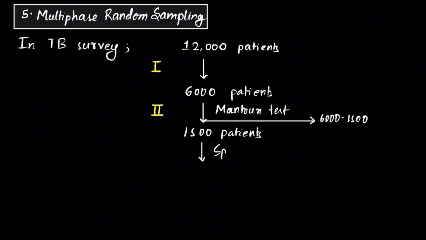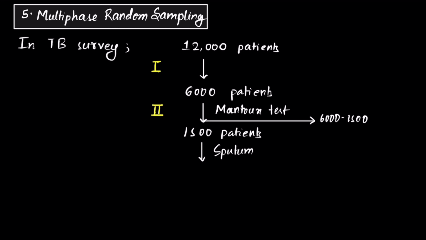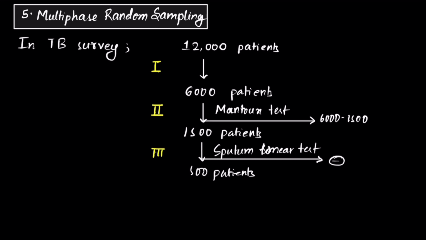Again, a sputum smear test is carried out. From 1,500 patients, a total of 500 patients show a positive sputum smear test. The rest show a negative sputum smear test, so they are removed from the survey. This is under the third phase. Finally, out of these 500 patients, a total of 200 patients are selected, and this comes under the fourth phase.